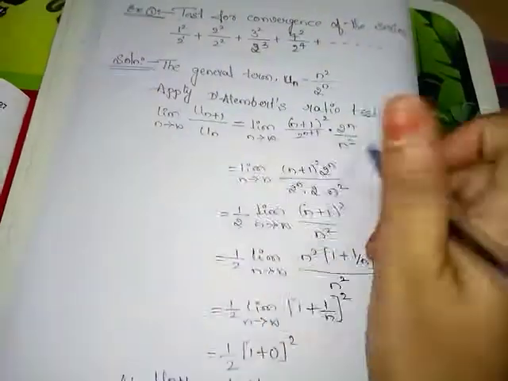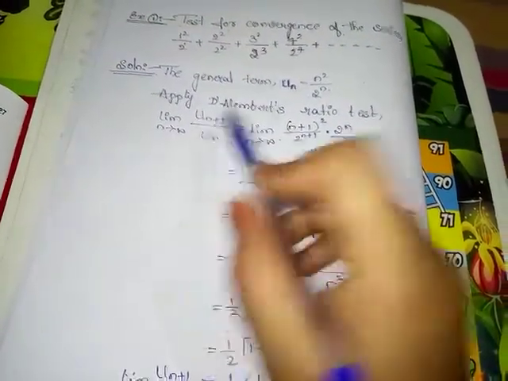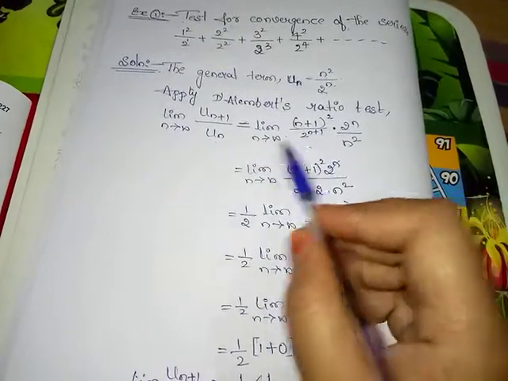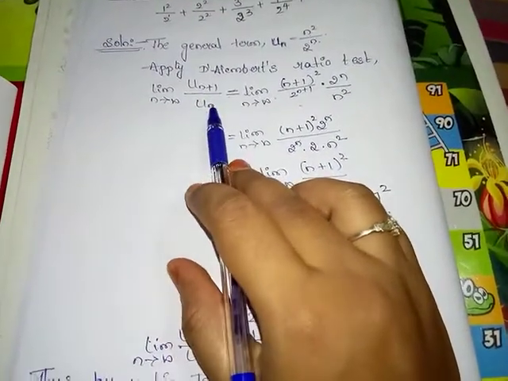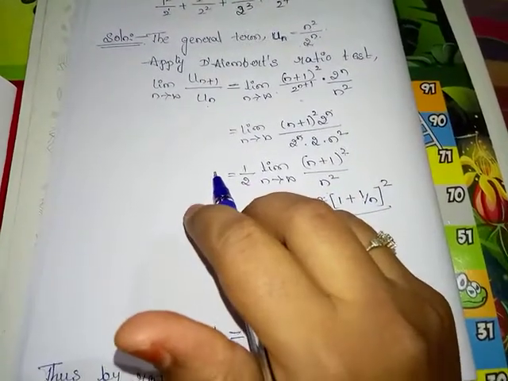If you want, first calculate u(n+1). After that, substitute that value in this limit n tends to infinity u(n+1) divided by u(n) term. Next example.